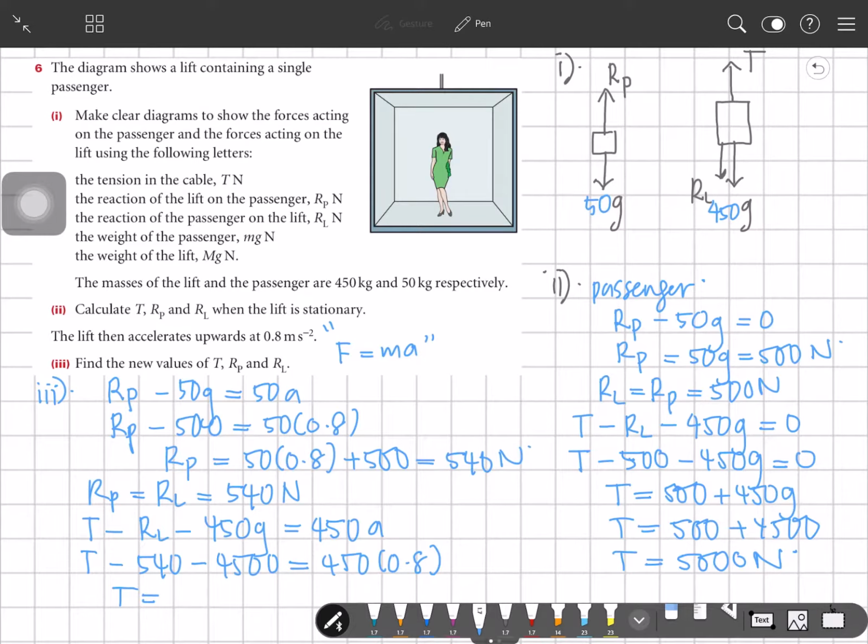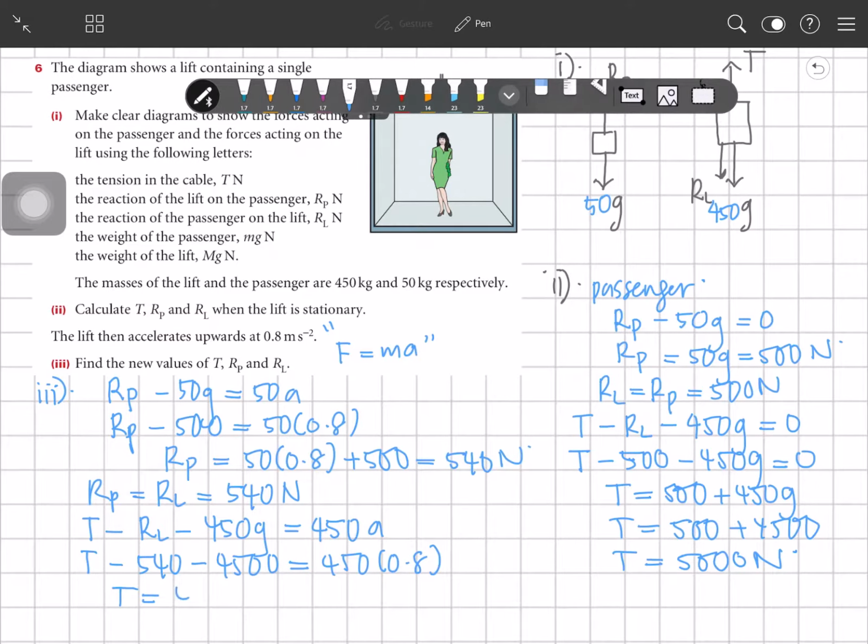So the value of T will equal 450 multiplied by 0.8 plus 540 plus 4,500, which means the tension is equal to 5,400 Newton.